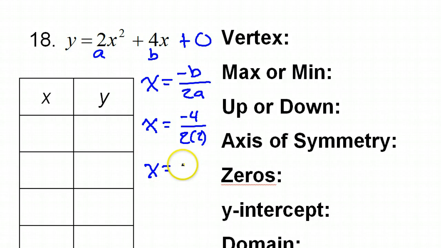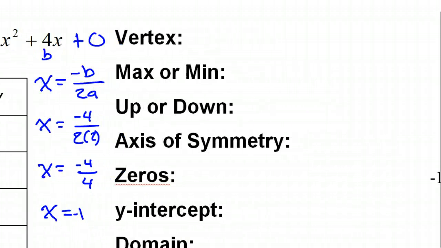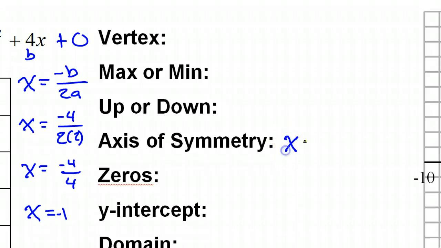All right, so that's negative 4 over 4, so that's negative 1. Okay, that is the axis of symmetry. All right, so you can go ahead and write x equals negative 1. Make sure you put x equals, not just negative 1. But that's also the x value of the vertex. Okay, so we know it'll be negative 1 comma something.